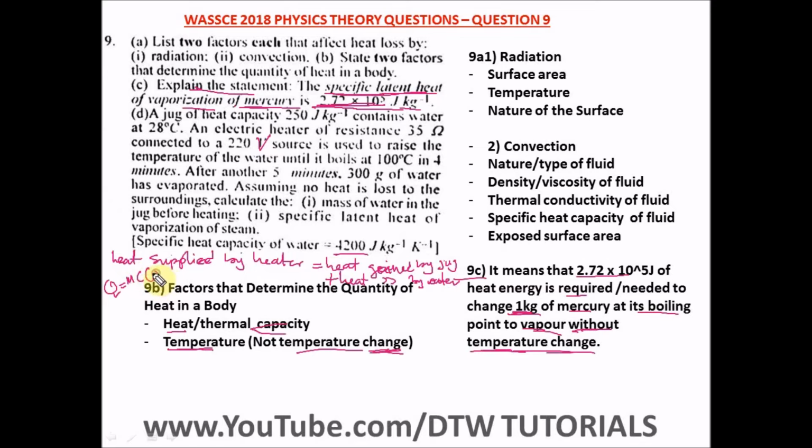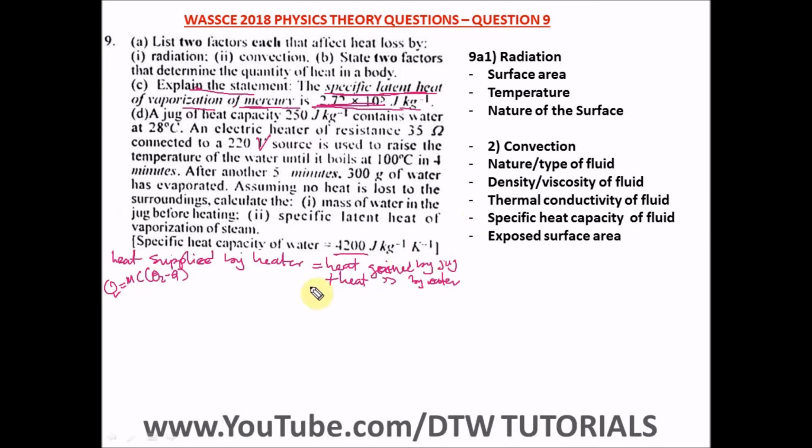MC (θ2 − θ1). Okay, so the quantity of heat supplied, so we have MC is equal to... this question I would need to erase all this. Okay, let me quickly erase all this. All right, we need space here because there are a lot of things I have to state down. Okay, so I think we can now work.